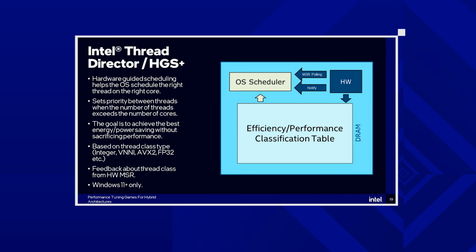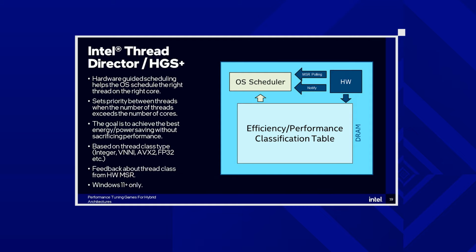Intel Thread Director, or Hardware Guided Scheduling Plus, is a scheduling feature that helps the OS schedule the right thread on the right core. It sets priority between threads when the number of threads exceeds the number of cores. So this is one reason, again, why you want to limit your thread pool size to the number of physical cores. The goal is to achieve the best power and energy saving without sacrificing performance. The threads are scheduled based on thread class type, and that includes the type of instructions that they're executing. It could be integer, VNNI, AVX2, floating point 32, etc.